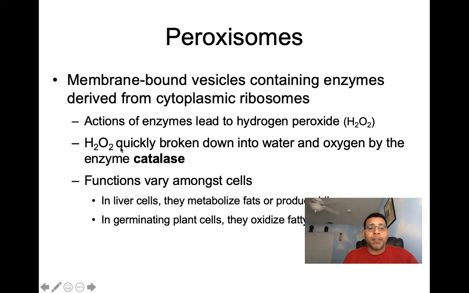Now, the functions are going to vary amongst cells. In liver cells, peroxisomes are going to metabolize fats or produce bile. In germinating plant cells, they oxidize fatty acids.